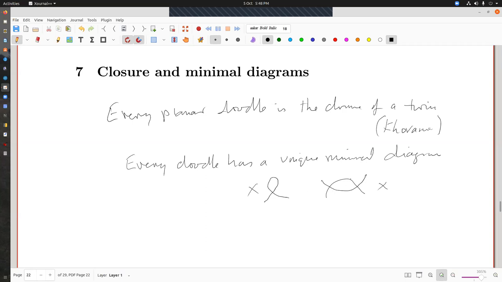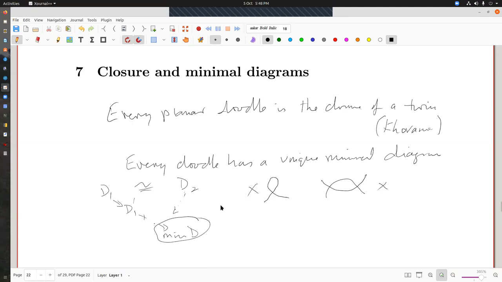So if it's got either of these, I can get rid of them and I can keep going down. So if I've got two doodles which are the same, then there is a downward sequence, D1 dashed down to a minimal doodle here, and the same thing down here, and this minimal doodle is unique. Okay.